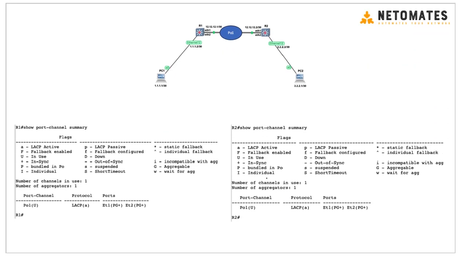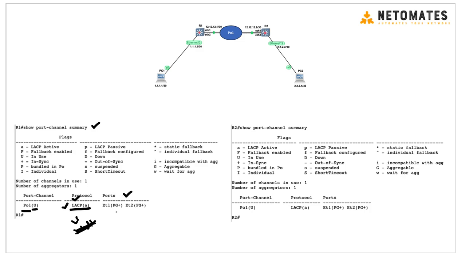So now let's verify the port channel status. The command to verify the port channel status is show port channel summary. So under the summary, you will see all the port channels. So in this example, we only have one port channel 1, and the status is in use, means it's up and running. And the protocol it is currently using is LACP. The other way is the static method, but LACP is the best and advanced method.